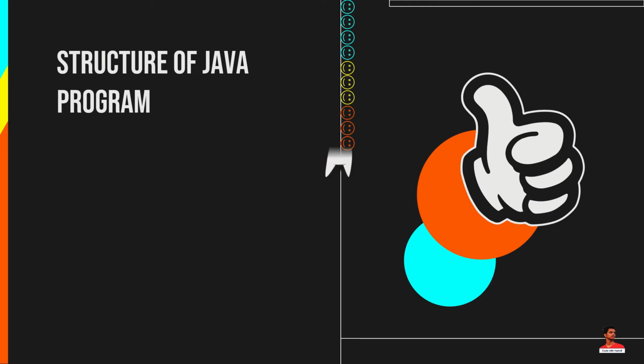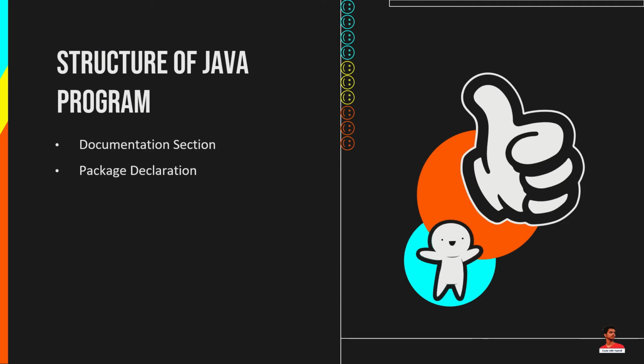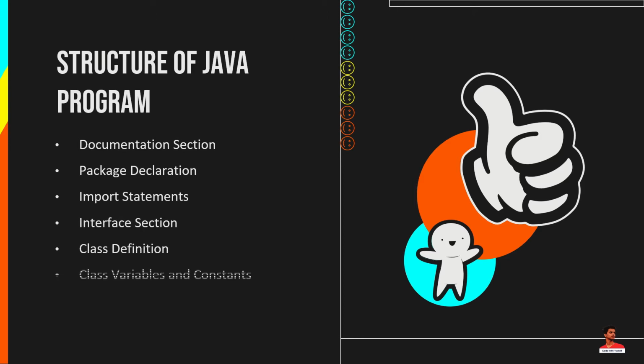Let's see which elements are included in the structure of a Java program. A typical structure of a Java program contains the following elements: documentation section, package declaration, import statements, interface section, class definition, class variables and constants, main method class, methods, and behaviors.